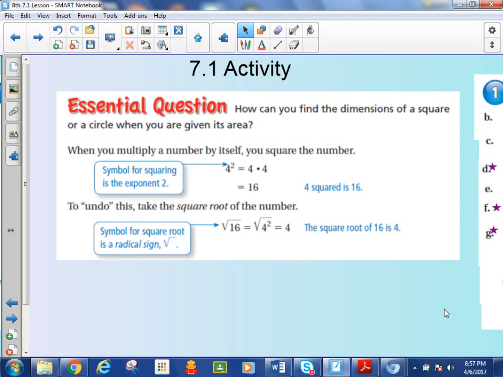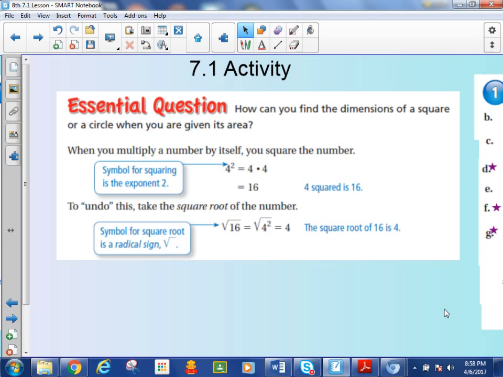Okay, this is our 7.1 activity 1. So the first thing we have to understand is that in this lesson, we're going to figure out how we can find the dimensions of a square, and then in a future activity also a circle, when we're given its area. The most important part to understand is that when we multiply a number by itself, it's known as the square of the number.